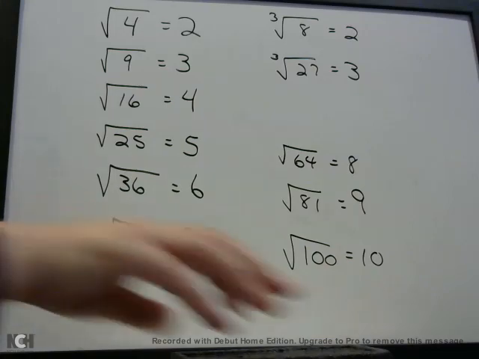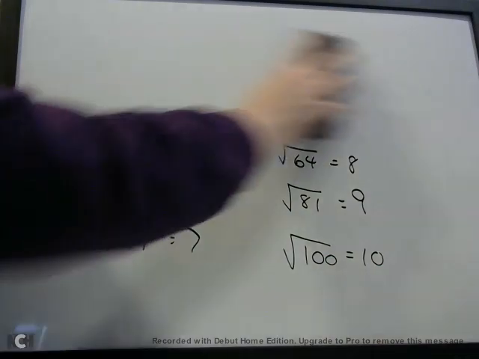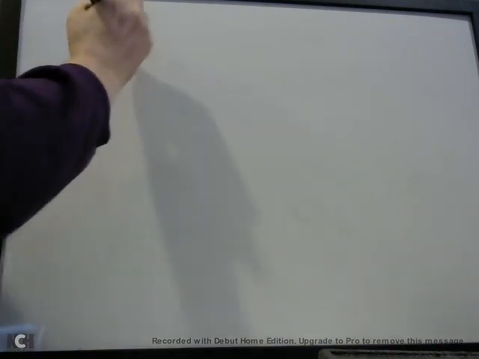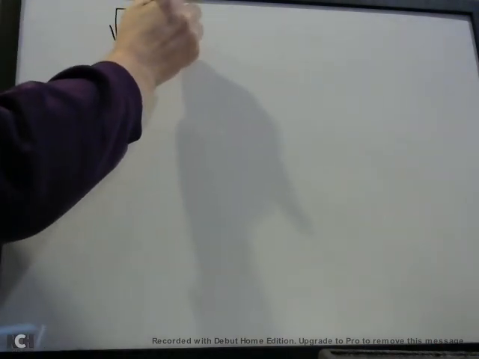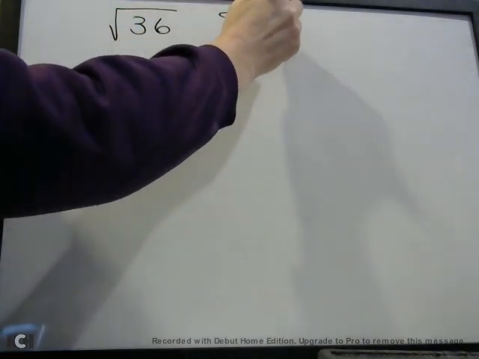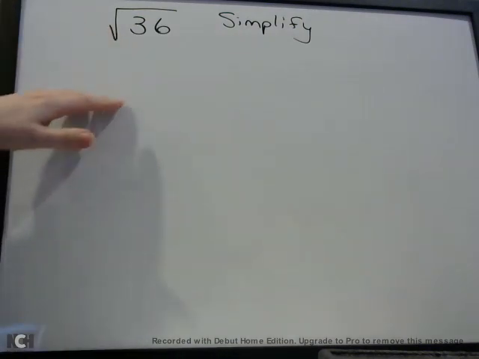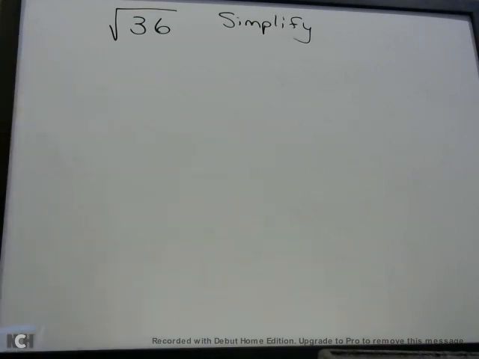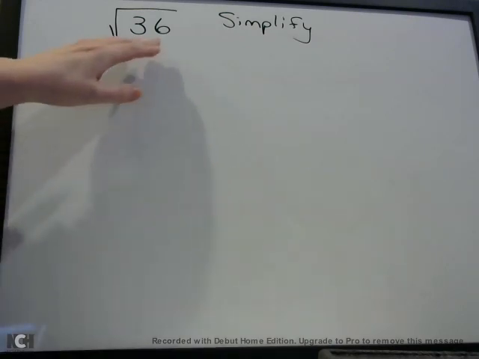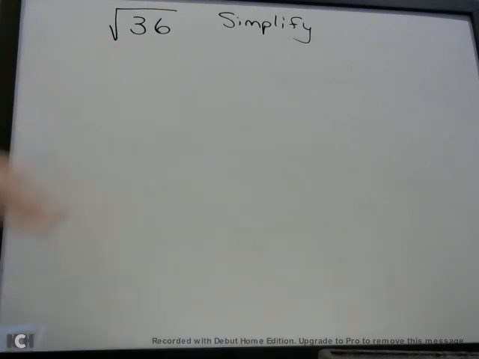So I'm going to show you now how to simplify roots. If you get a question that says to simplify this, I'll show you how to do it. So let's say it says simplify the square root of 36. Now, this is an easy question because we already know what the square root of 36 is. It's 6. But I'm going to show you the process, because then we're going to apply that to more complicated problems where we don't know the answer when we look at it.